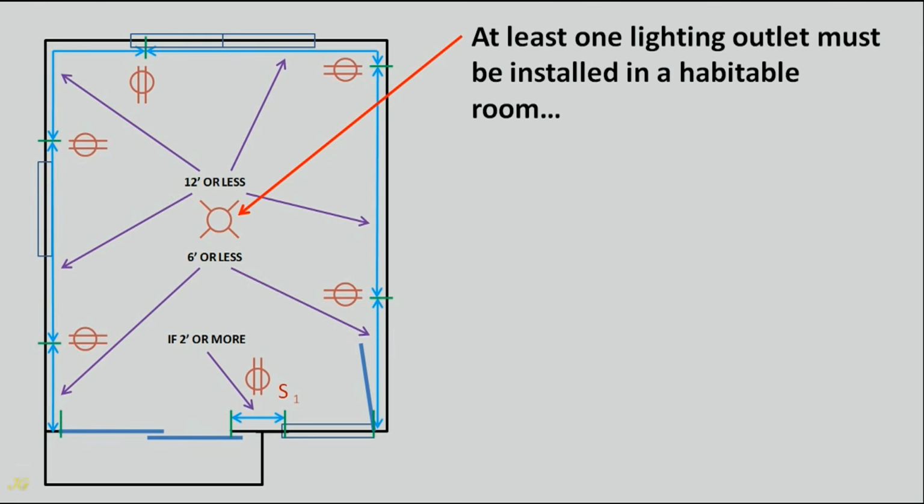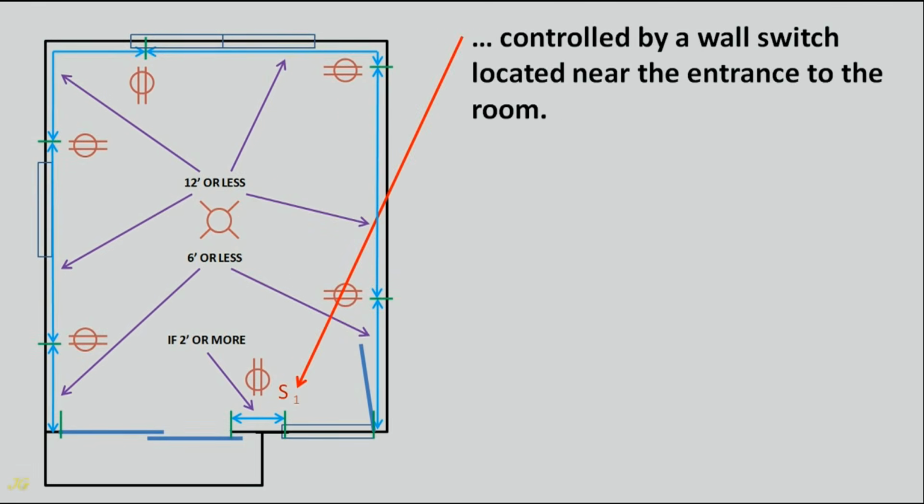At least one lighting outlet must be installed in a habitable room, controlled by a wall switch located near the entrance to the room.